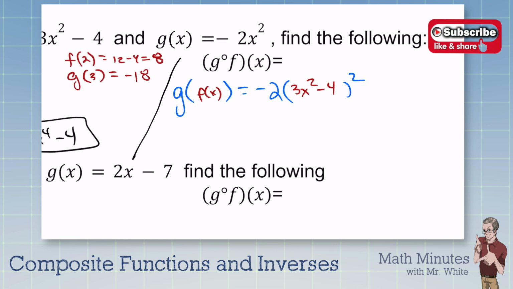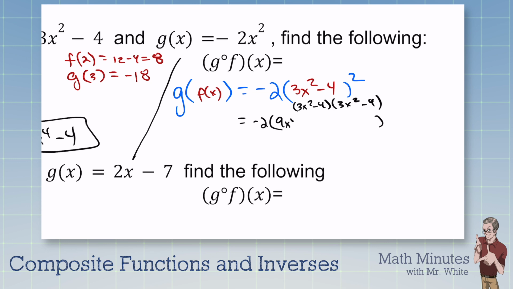And then we could leave our answer like that, but let me go ahead and simplify this out a bit. Remember, this ends up being a FOIL question, by the way, 3x squared minus 4 times 3x squared minus 4. So we get a middle term. This is going to be negative 2 times the quantity 9x to the 4th minus 24x squared plus 16. And then you could double everything and multiply by the negative. So negative 18x to the 4th plus 48x squared minus 32.